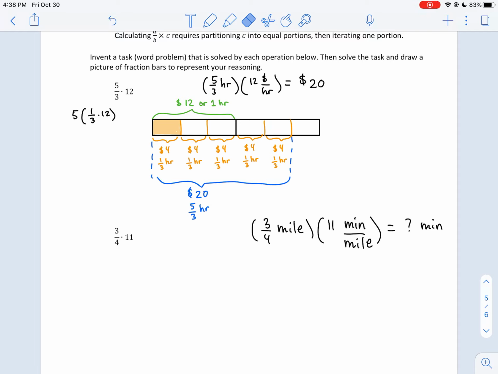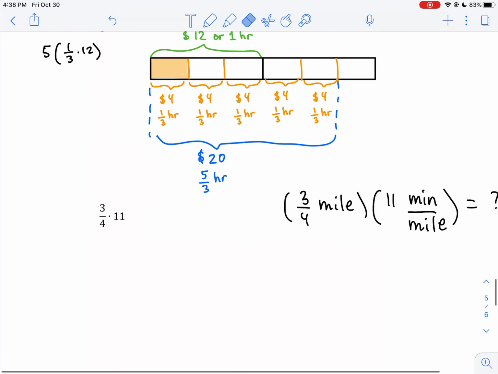I'm leaving off the question I should write. I write a sentence: how many minutes does it take to go 3/4 of a mile if it takes you 11 minutes per mile? 11 minutes per mile, I should say.